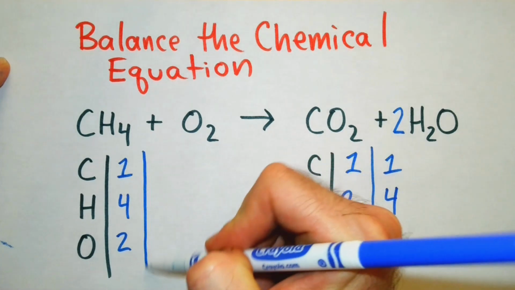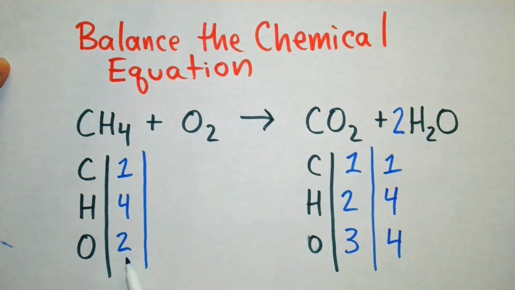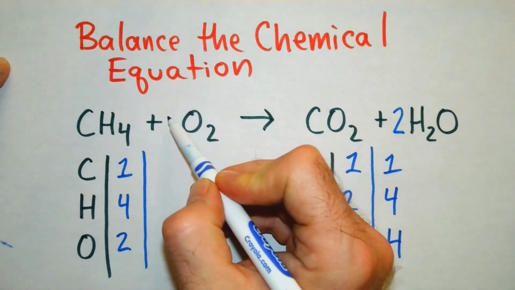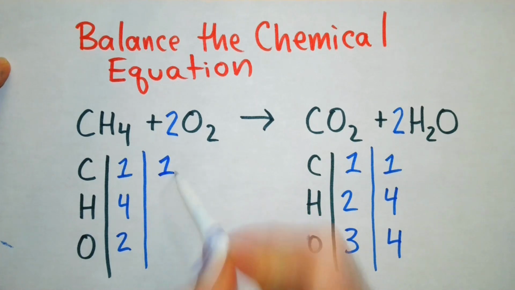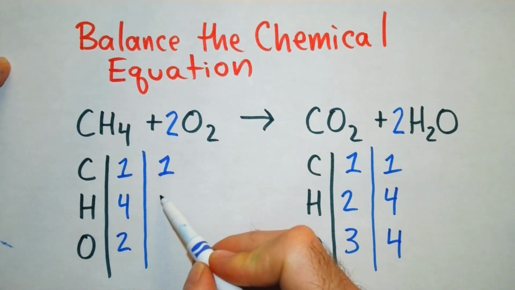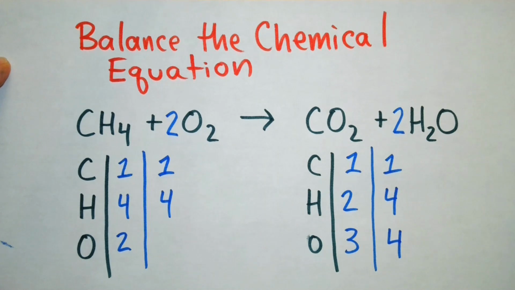So what number can we multiply times 2 to get the 4 that we want? Well, 2 times 2 gives us 4. So I'll put a coefficient of 2 here, and let's see what the consequences are. We still have 1 carbon. We still have a total of 4 hydrogens. And now we have 2 times 2 oxygens for a total of 4.